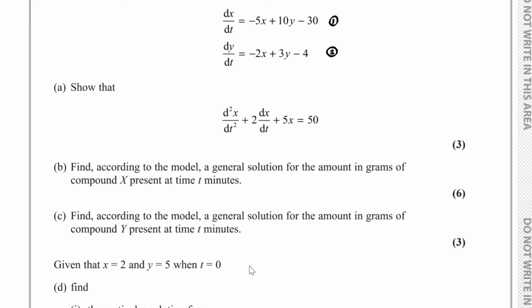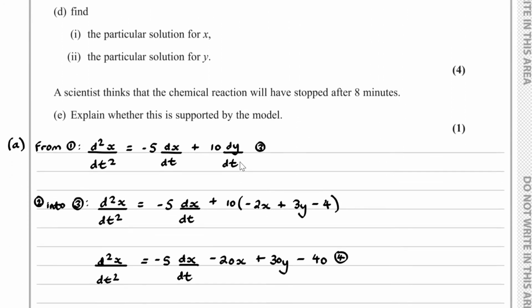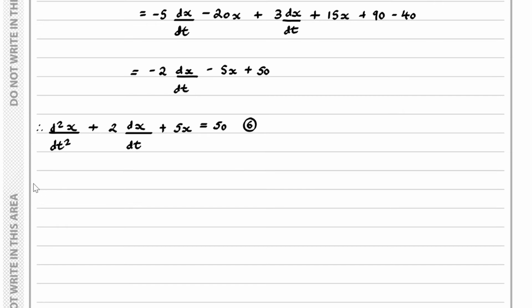For part B of the question, we have to find, according to the model, the general solution for the amount of grams of compound X present at time t minutes. So in other words, we have to solve this second order non-homogeneous differential equation. And the first thing we can do to solve this differential equation is to write down our auxiliary equation.